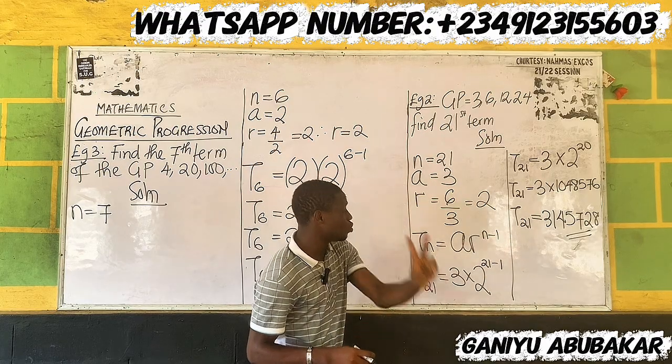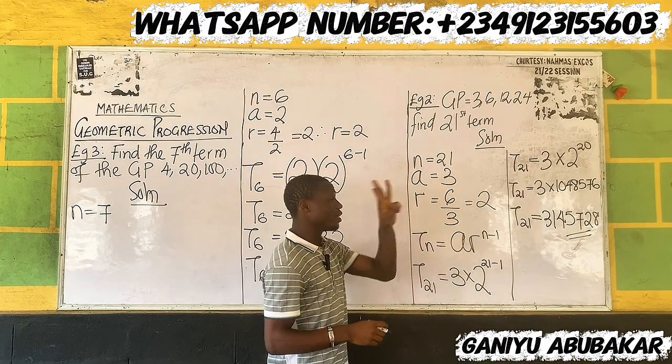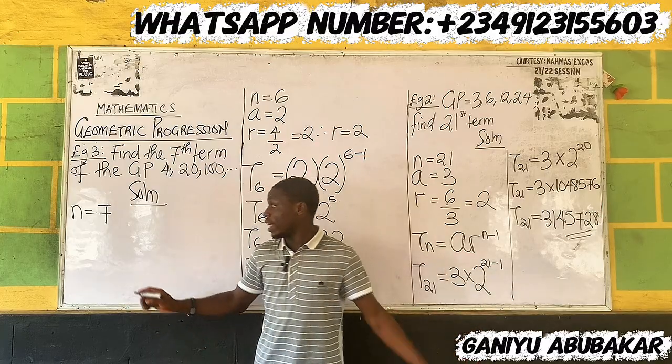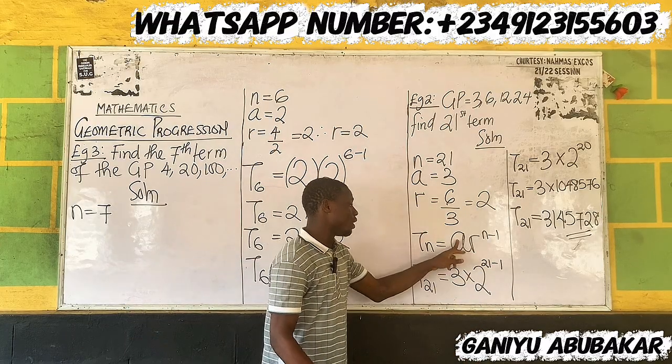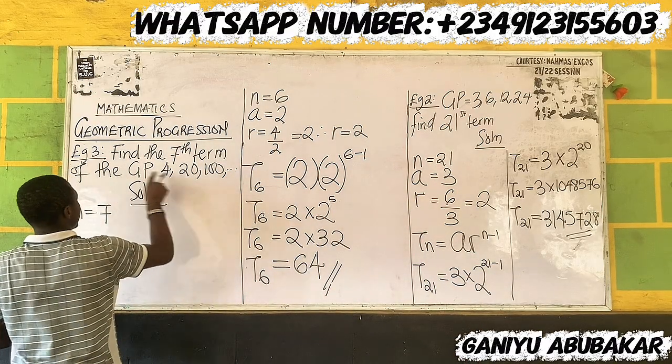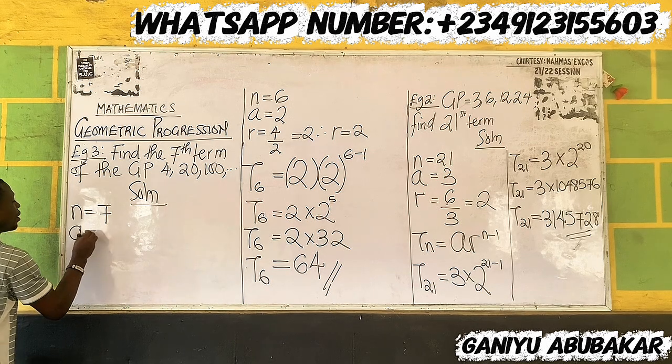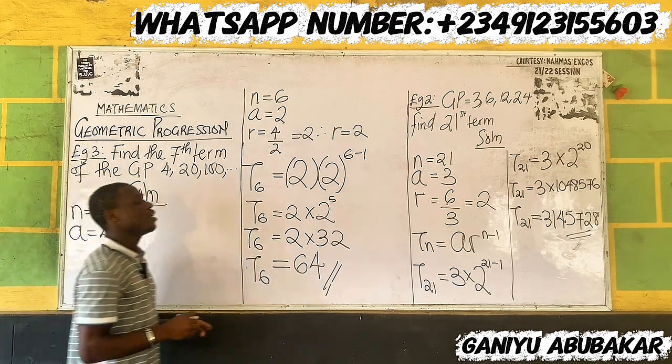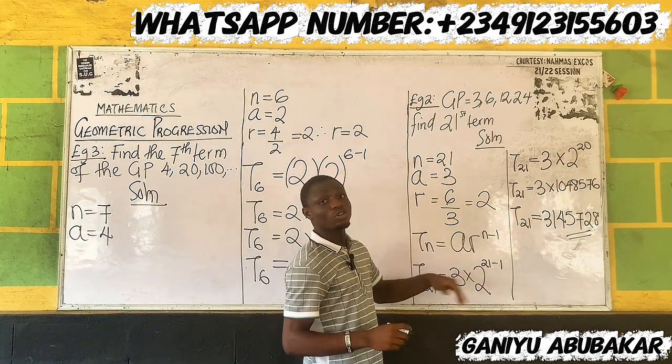So I need three things. I need to know n, which of course is 7. I need to know a, which is the first term. So in this case, my first term is 4. So a is 4. Finally, I need to know r. r is called the common ratio.